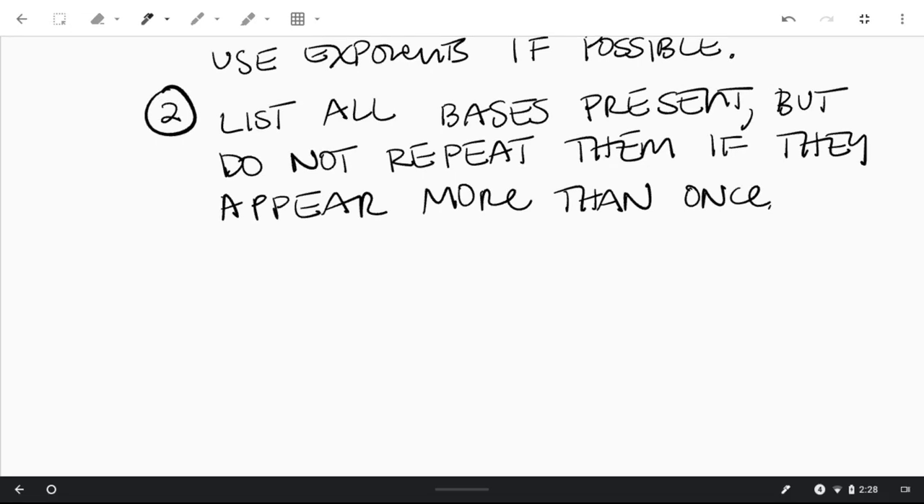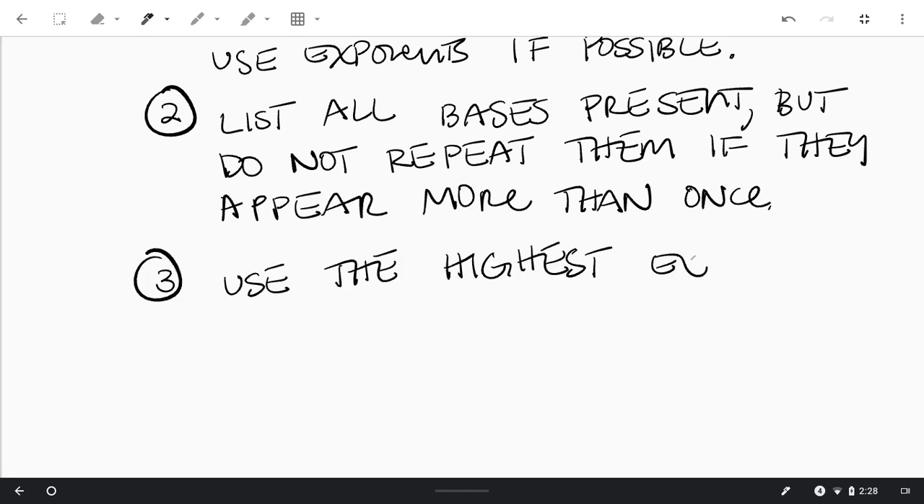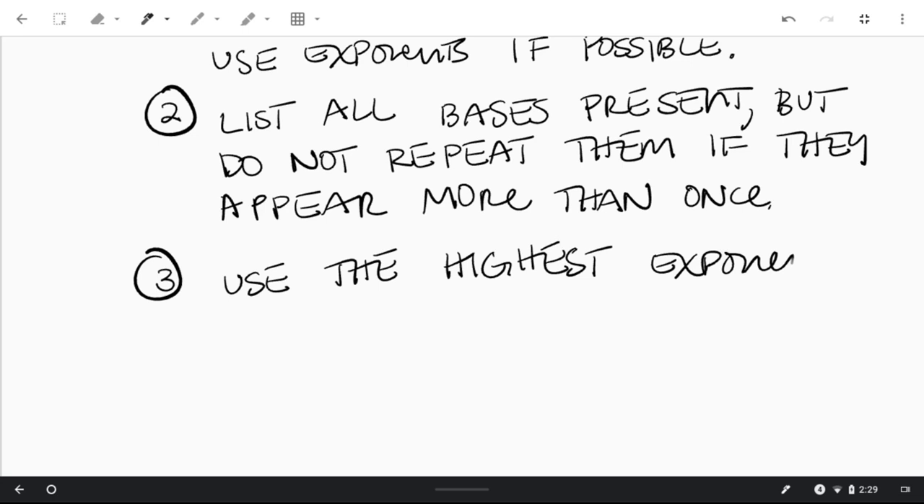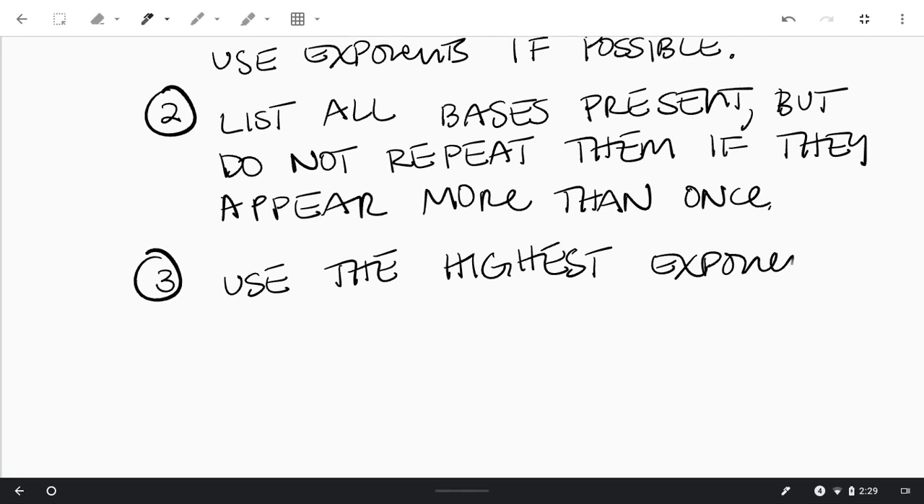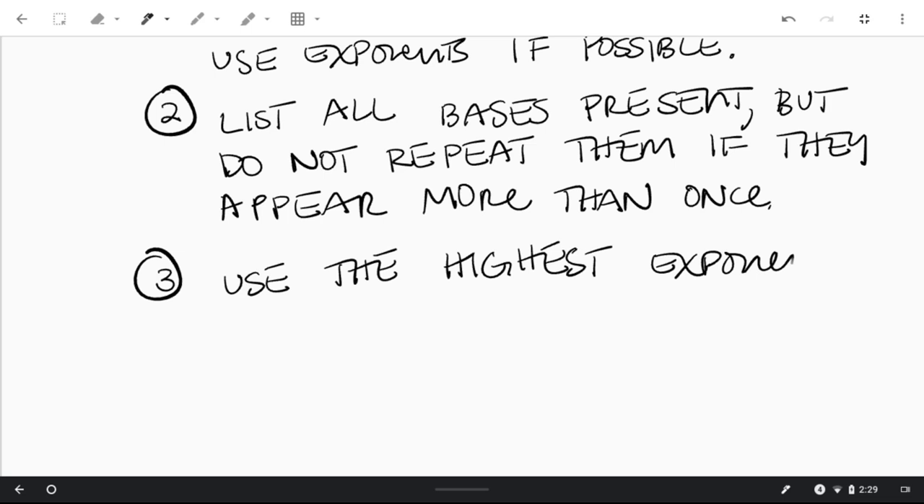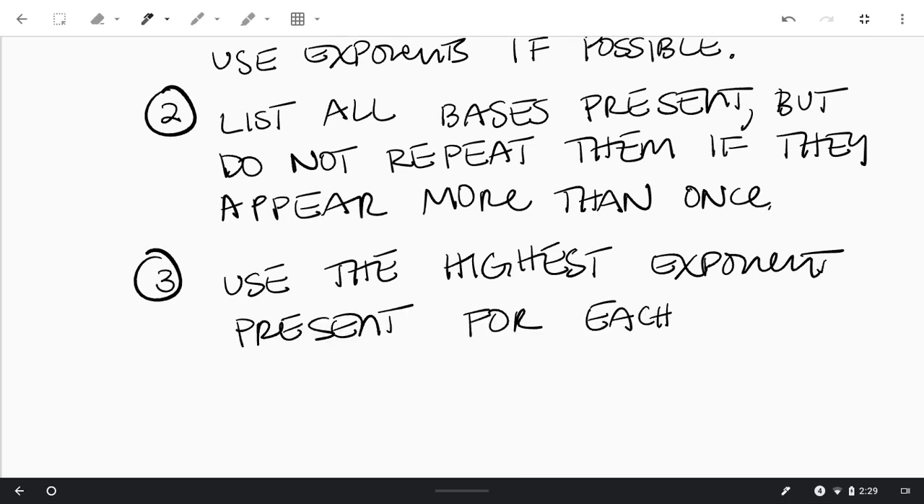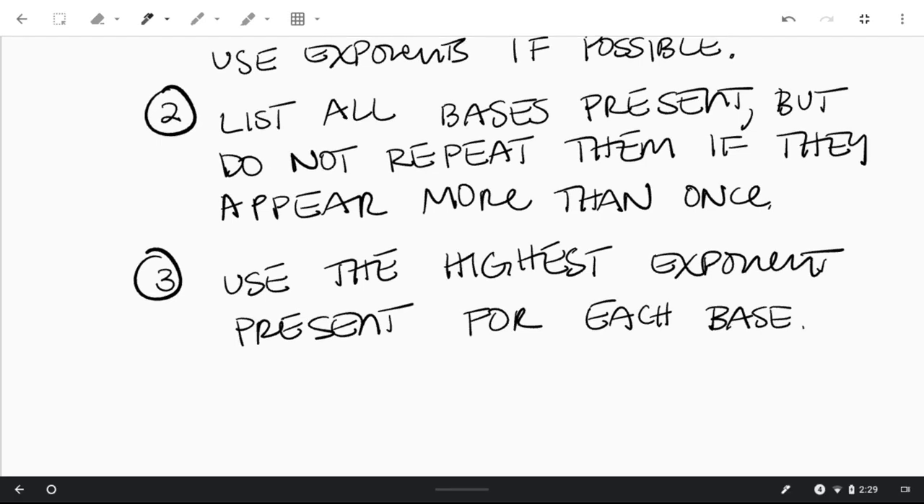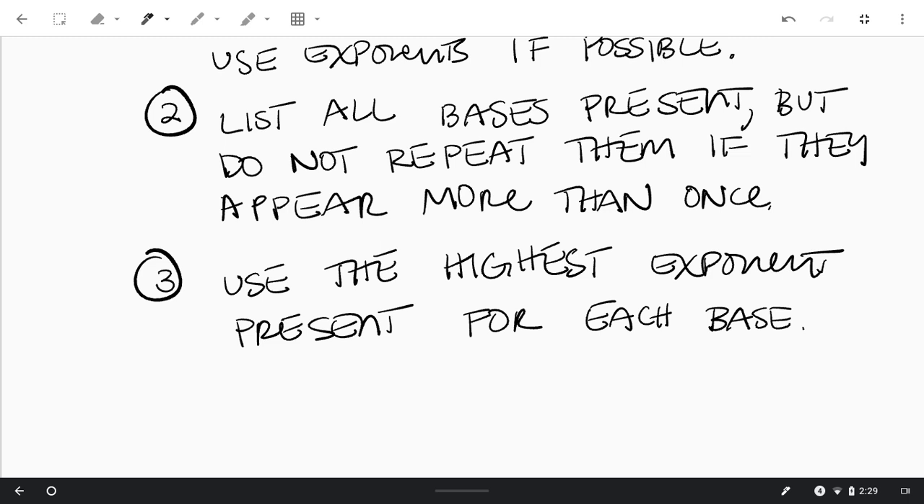Use the highest exponent present for each base. Okay. All right, so I'll do an example so that you can follow these. So let's take a look at these steps again.